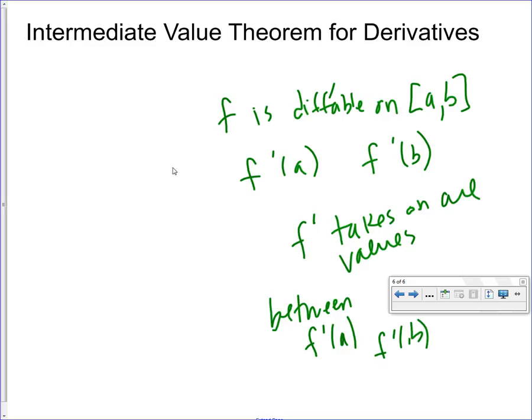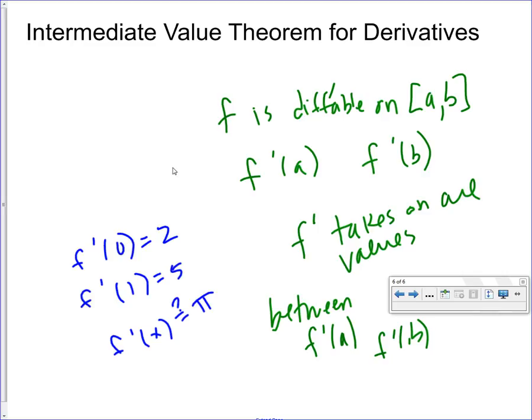So let me give you an example that you might recognize. Suppose I have some function f, and I tell you that the derivative at 0 is 2, and the derivative at 1 is 5. Is the derivative ever pi? Why, yes it is. Because pi is between 2 and 5.